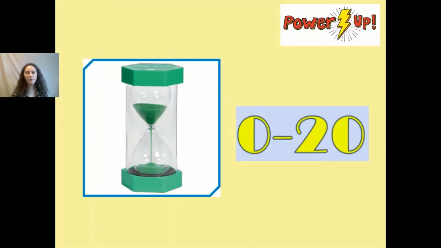Let's start with a power-up to warm up those brains. For today's power-up, you are going to need a piece of paper and a pen. What I would like your adult to do is to put 1 minute on the clock. And in that minute, I want to see how many numbers from 0 to 20 you can write down. Don't worry if you can't get all of them in 1 minute, just see how many you can do. After 1 minute, stop, and then we can check your numbers. Pause the video and start your timer now.